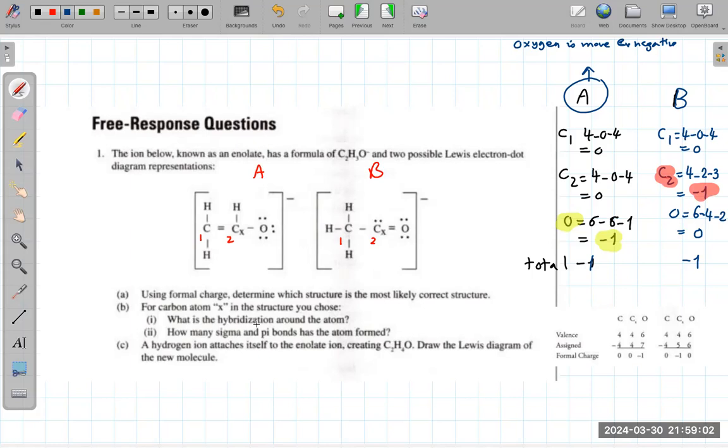What is the hybridization around the atom X? For structure A, it's sp. No, sorry, sp2. sp2. Okay, and the other one is sp.